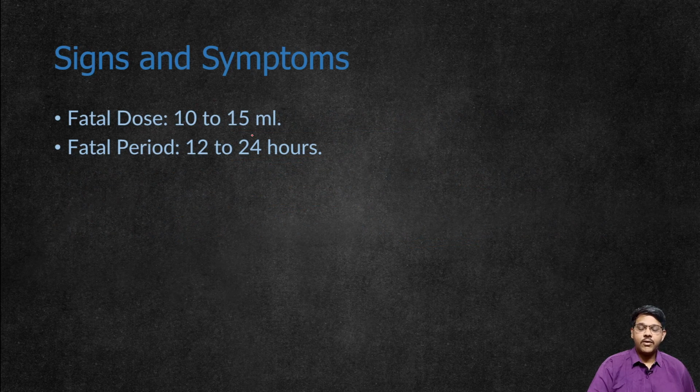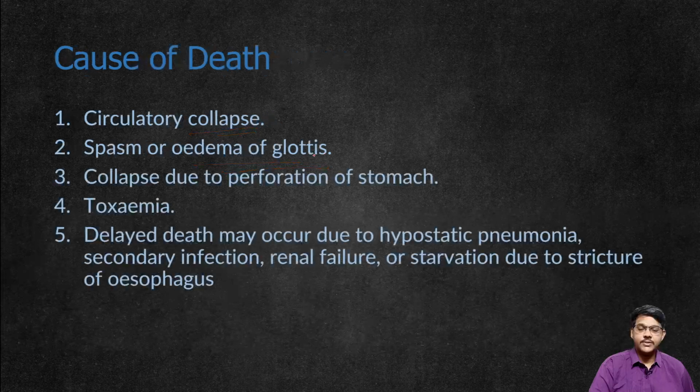The fatal dose of corrosive is 10 to 15 ml. So consumption of 10 to 15 ml of corrosive is fatal. The person may die because of that. The fatal period is within 12 to 24 hours in poisoning with sulfuric acid.